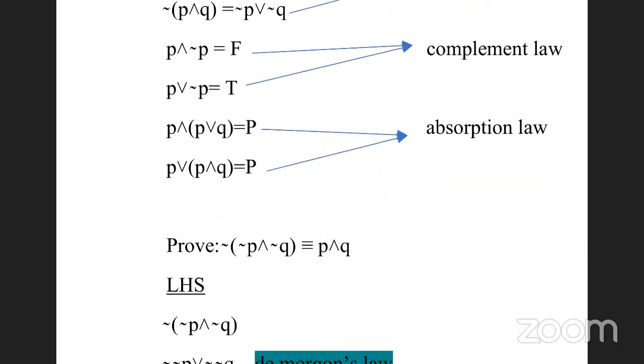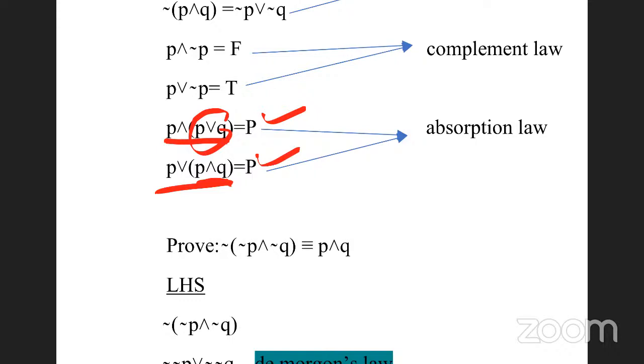There's only 2 that don't really make sense, that don't really come from the laws, and these are the absorptive laws. So you have to learn those. P and anything is P, P or anything is P. That's okay? We could prove it, but we wouldn't do that now.